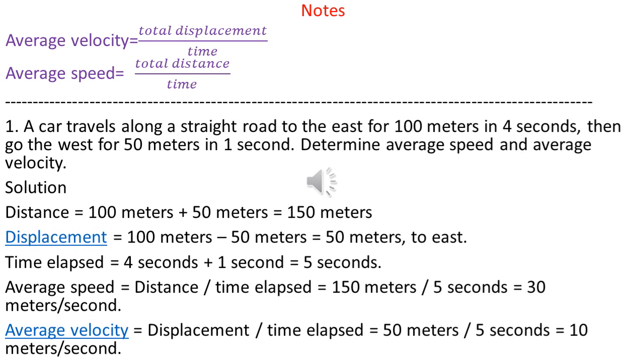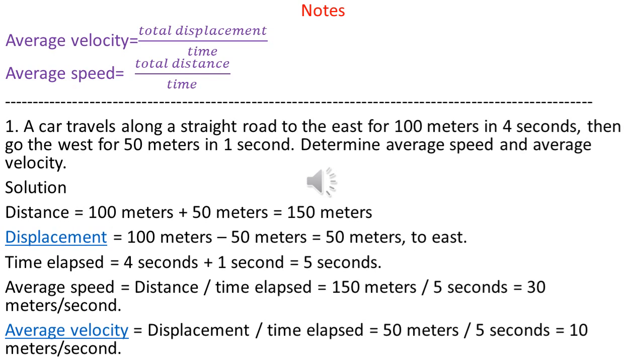For example, a car travels along a straight route to the east for 100 meters in 4 seconds, then goes to the west for 50 meters in 1 second. Determine the average speed and average velocity. Distance is the total distance it moves. It moves east 100 meters, then west 50 meters. So the total distance equals 150 meters.